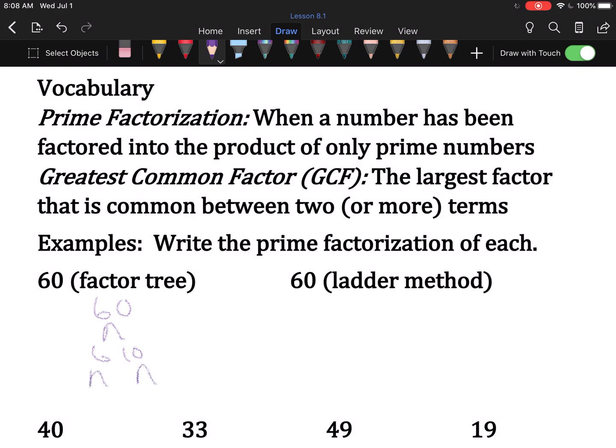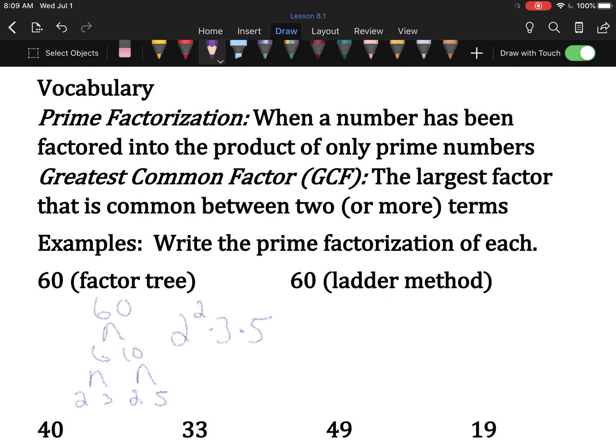Since neither one of those is prime, we have to break them apart. 6 is 2 times 3. 10 is 2 times 5. 2, 3, 2, and 5 are all prime numbers, which means we have factored 60 completely. If we were to write this in its exponent form, it would be 2 squared times 3 times 5. 2 squared because there are two 2's.